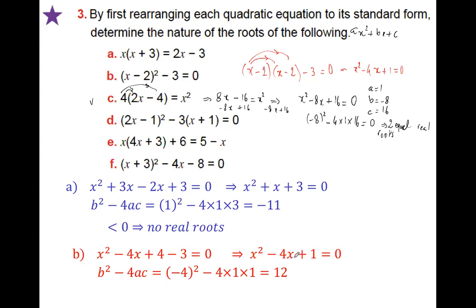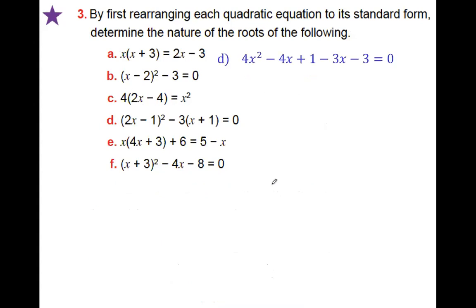Discriminant b squared minus 4ac, so I've got 16 minus 4, which is 12, positive, so I've got 2 real distinct roots. If I had 0, it'd be 2 real and equal roots, but because I've got 12, it's distinct, because remember, if you do plus and minus root 12, you will get 2 different values. So C, we've done that one.